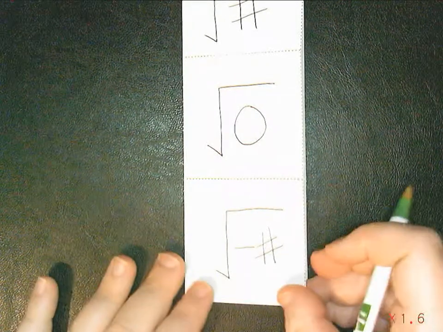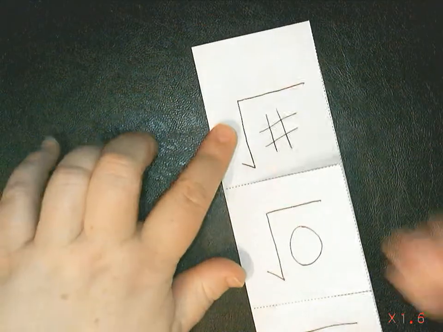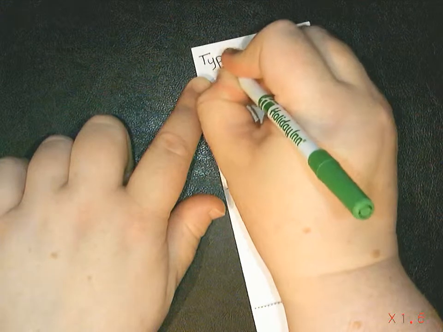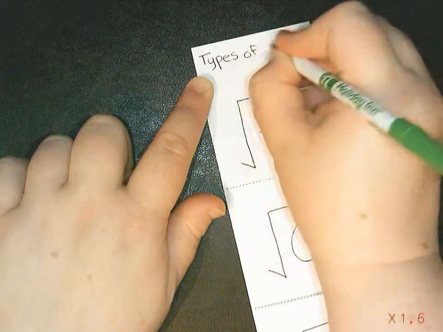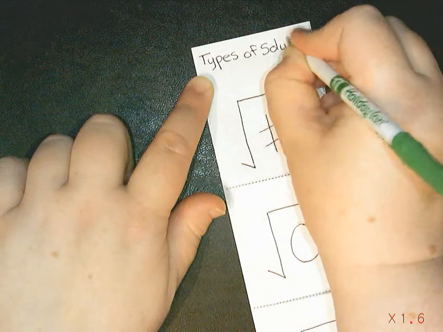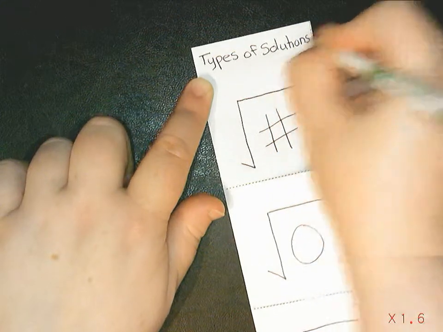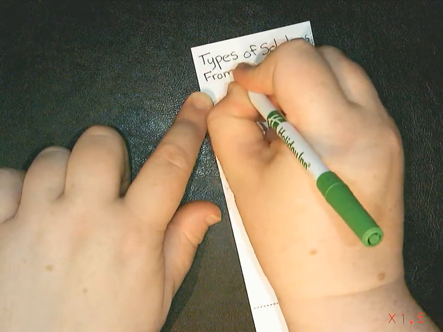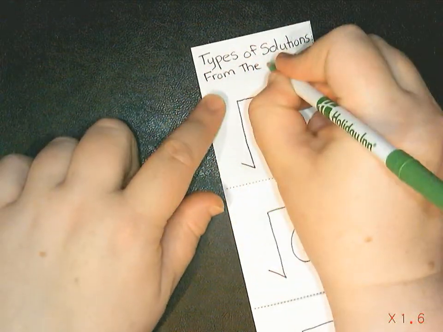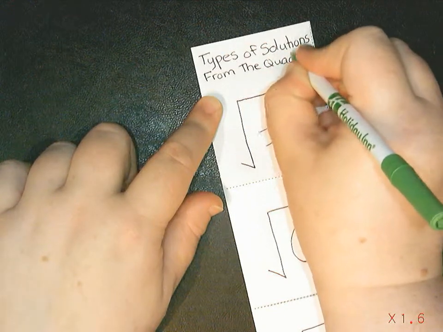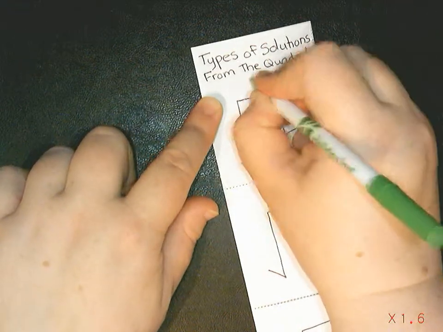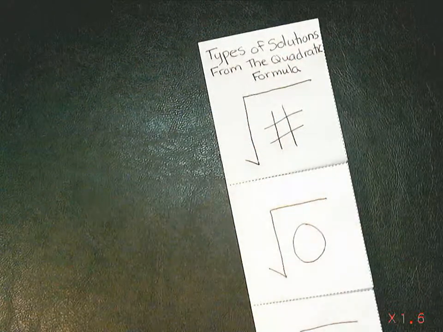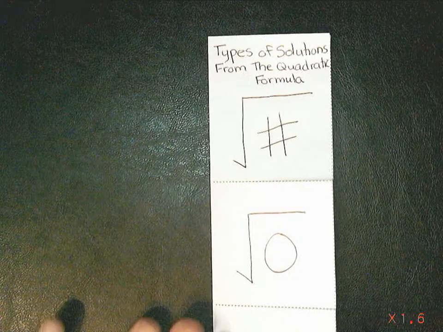So what we're going to do is put up here at the top, we're going to say types of solutions from the quadratic formula. Now, if you can't fit that all on, just say types of solutions, and that would be perfectly fine.